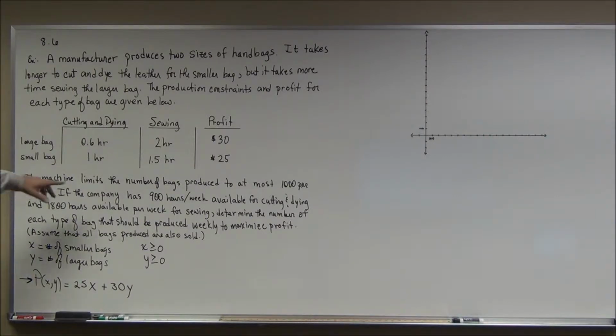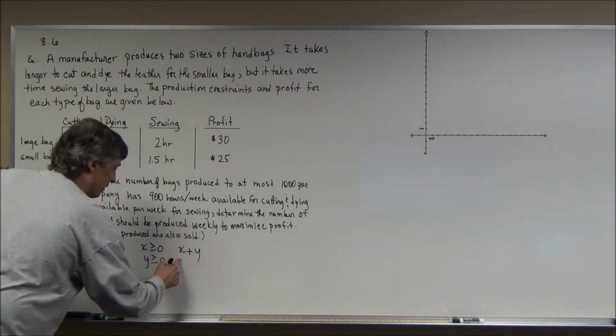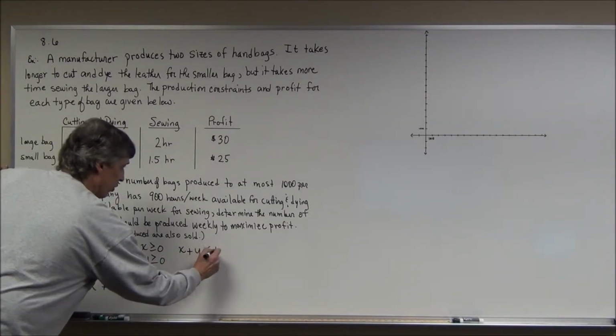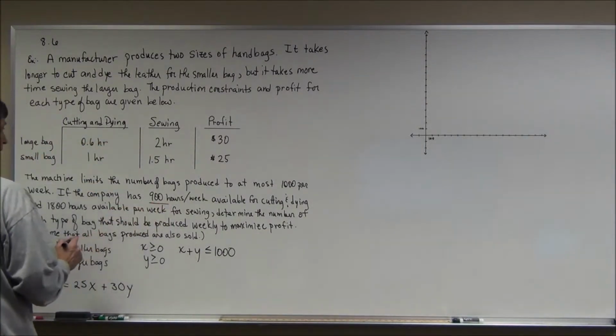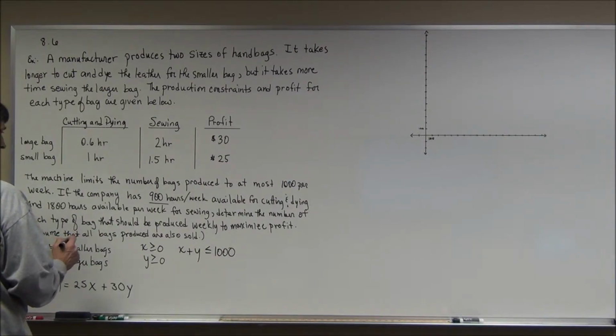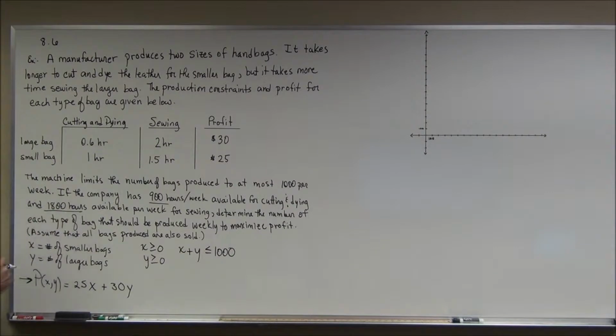So what do we have here? We're going to produce at most 1,000 bags per week. So that would mean that X plus Y, the number of the small bags plus the number of the large bags, can be no more than 1,000 bags per week. And we also have to bring in the constraints that we have due to the actual production here. Now remember, for each small bag and each large bag, X and Y, we have how much time it takes for the cutting and dyeing, how much time it takes for the sewing, and we have caps here for the cutting and dyeing, and here for the sewing.